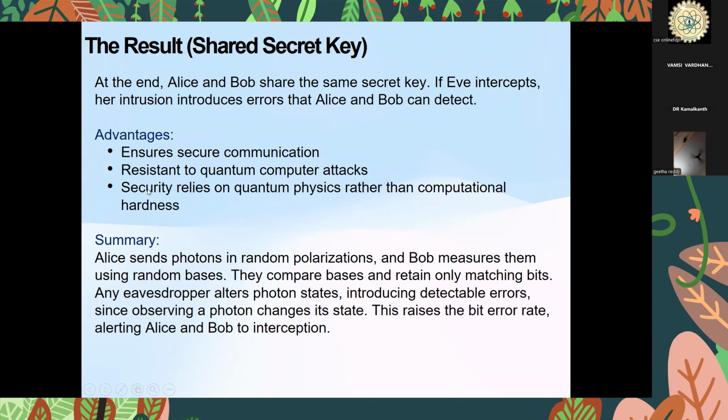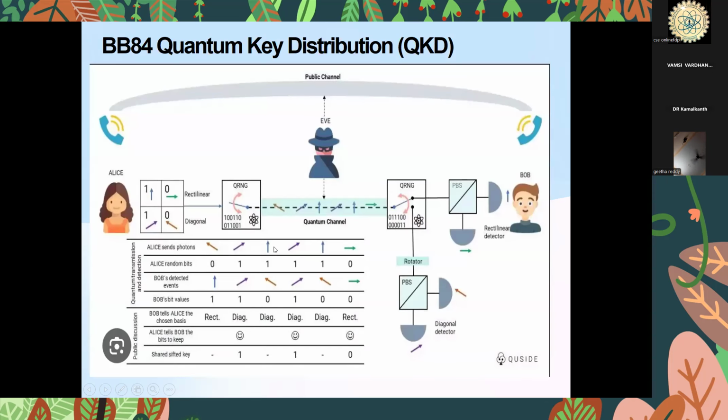Also, the security in the BB84 protocol depends on quantum physics rather than computationally hard problems. So that is the idea. If you see this diagram, this is Alice, this is Bob.